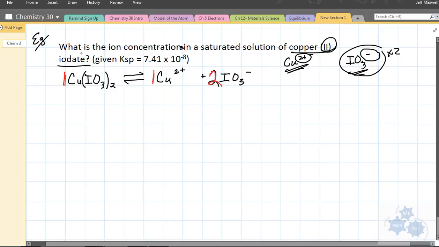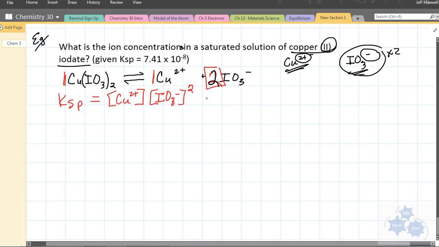Okay. So in order to solve this problem, what we're going to do is write our Ksp expression. So Ksp equals the concentration of Cu2+ times the concentration of IO3-. Now, just like the Keq, what did we do with the Keq when we wrote the Keq expression? What did we do with these coefficients? Yes, we made them into exponents. So that's the same thing you're going to do with the Ksp. Because there's a 2 here, it's going to have to be a 2 here.